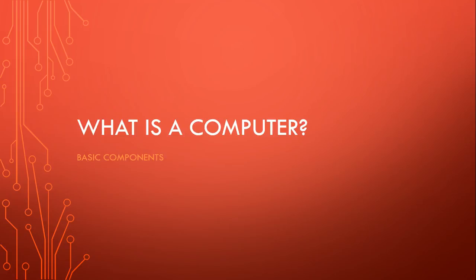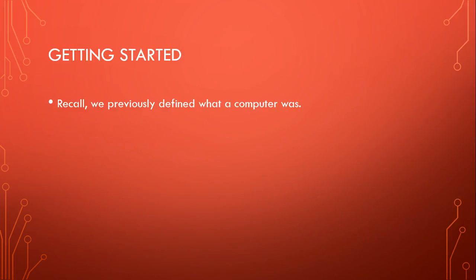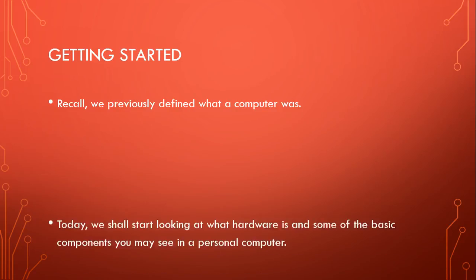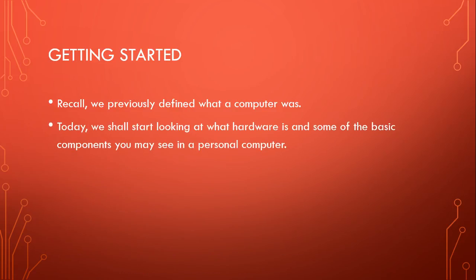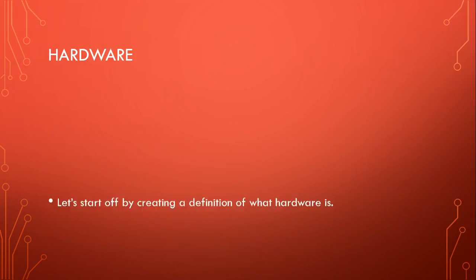And welcome back, students. We are now going to start talking about basic components as we explore what a computer is. So, getting started, recall in our previous lesson we defined what a computer was: a device that processes data according to a set of instructions. Today we're going to start looking at what hardware is and some of the basic components you may see in a personal computer. So, let's talk about hardware.